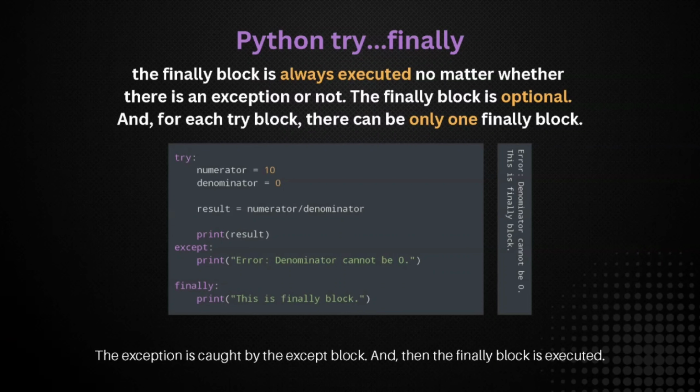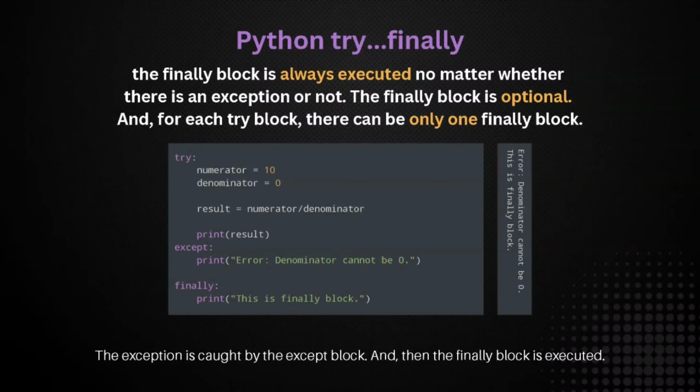For example, here we have a numerator and denominator inside the try block, and then it's printing the result, that is numerator divided by denominator. So if the denominator is 0, we get a zero division error exception. So the except block should be executed, which will return the error denominator cannot be 0. And whatever I'm writing inside the finally block, it will always be executed. For example, this is a finally block.